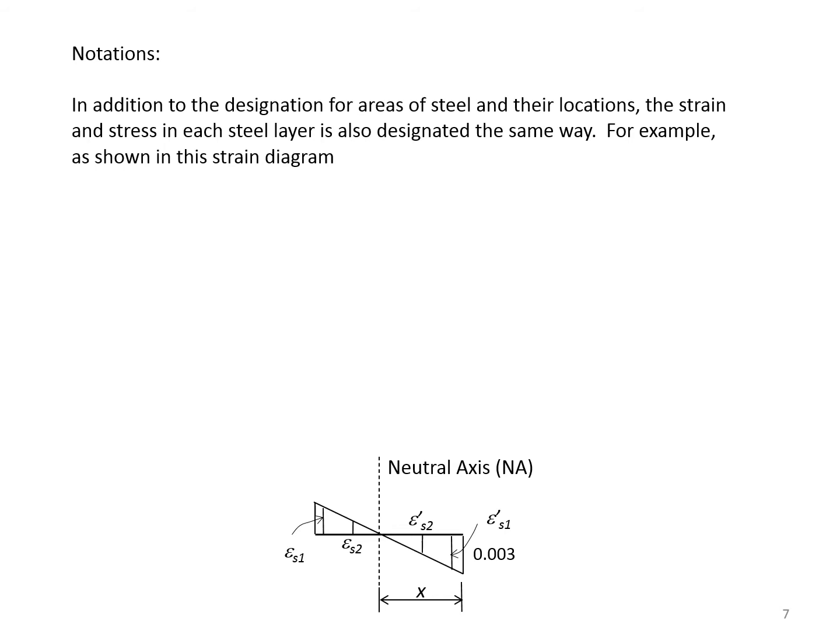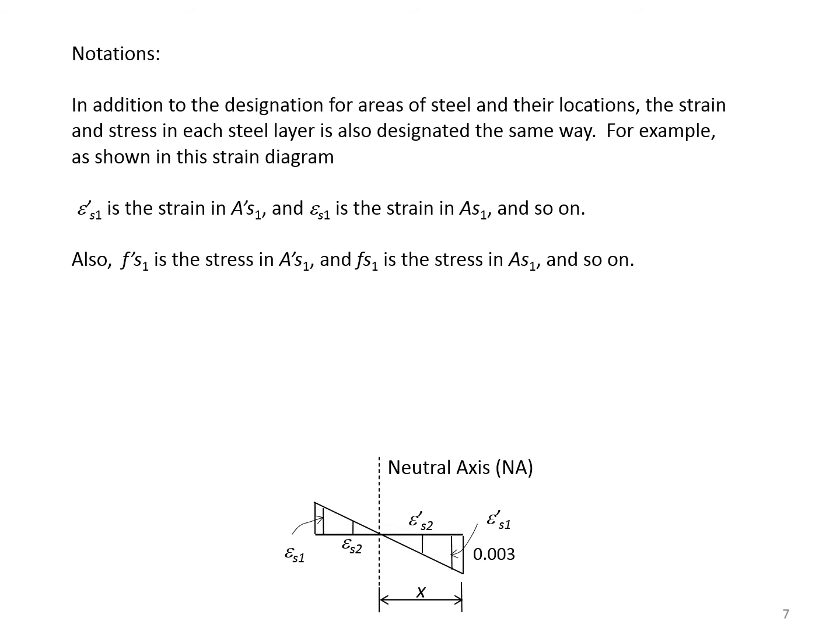Here are the notations. In addition to the designation for areas of steel and their locations, the strain and the stress in each steel layer is also designated the same way. For example, as shown in this strain diagram, epsilon prime S1 is a strain in A prime S1, and epsilon S1 is a strain in A S1, and so on. Also, F prime S1 is a stress in A prime S1, and F S1 is a stress in A S1, and so on.